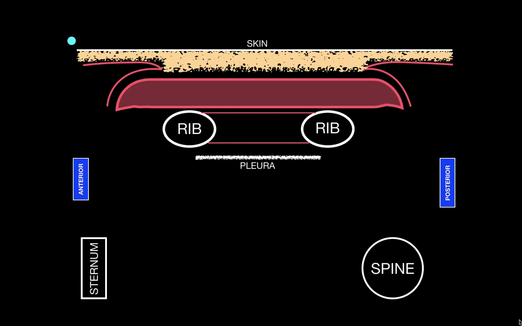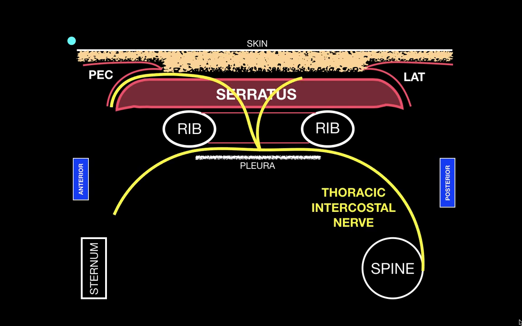And here is the anatomy as seen under ultrasound. So we have the pectoralis muscle anteriorly, the serratus just overlying the ribs, and the latissimus dorsi posteriorly. The nerve that we're going for is the thoracic intercostal nerve, which has branches that run above the serratus muscle.